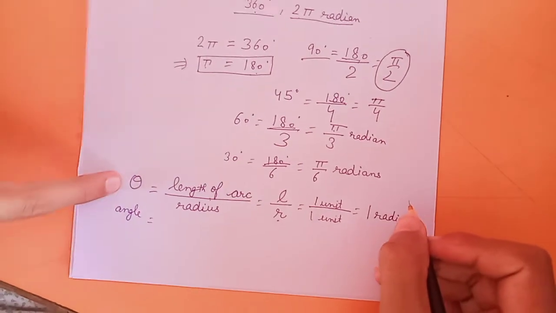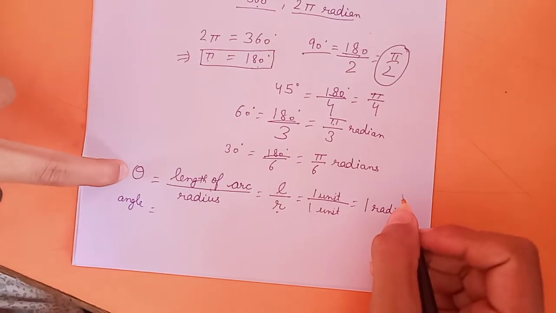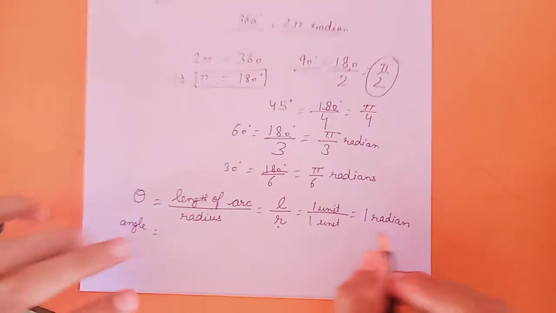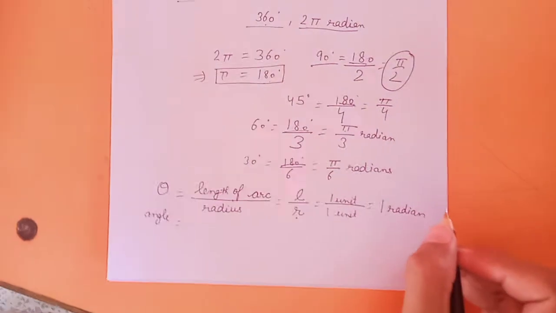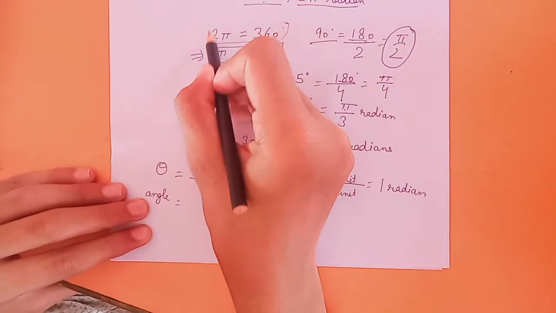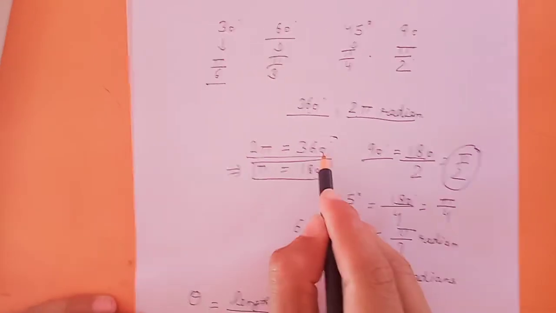It is a very useful formula, which is used not only in maths but also in physics. You will study this. Now we know the relation between degrees and radians.